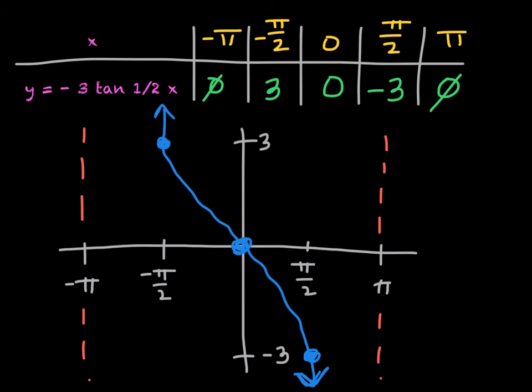All right, here's the graph. It looks very similar to the tangent function, but notice that it did get reflected across the x-axis because of this negative sign here. It did get vertically stretched by a factor of 3, and it did get horizontally stretched. All right, that's all of the transformations here. Good job, you guys.